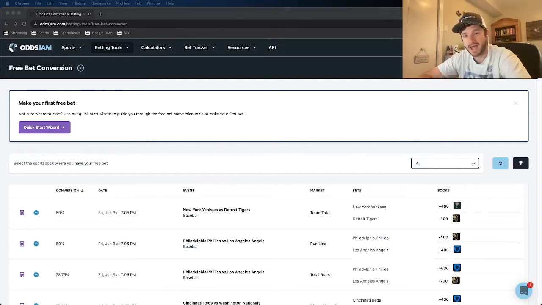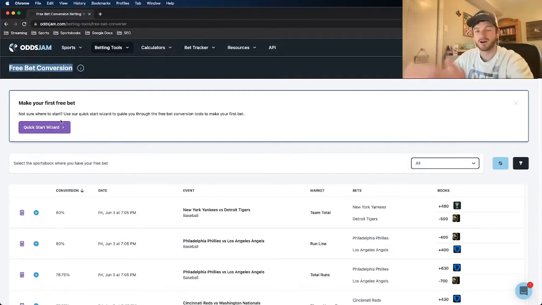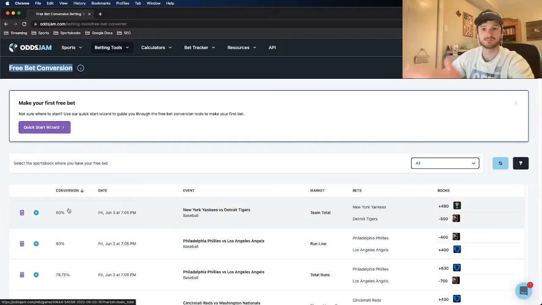Now, once you have a free bet, there are two different strategies for how to use those free bets. The first strategy is to use the free bet conversion tool on oddsjam.com. The way this tool works is it essentially converts free bets or site credit into real cash at a certain conversion percentage. In this case, the highest conversion percent is about 80%. So if you have a $100 bet, you could convert that into $80 in real cash.